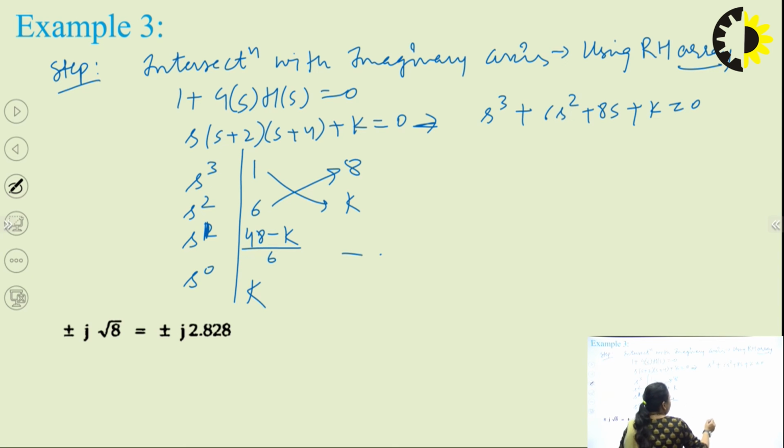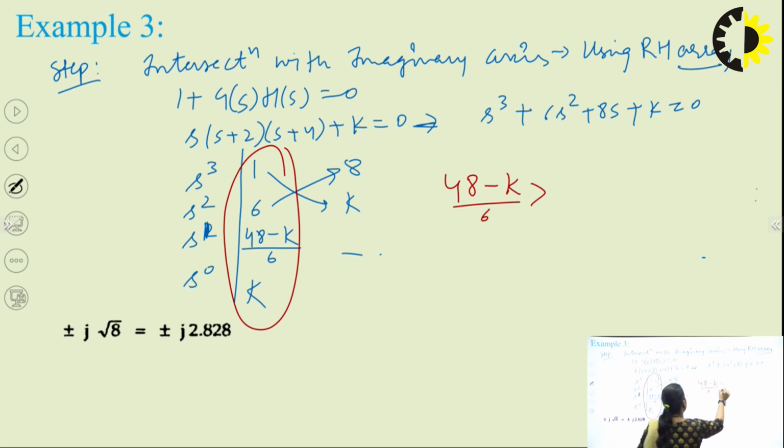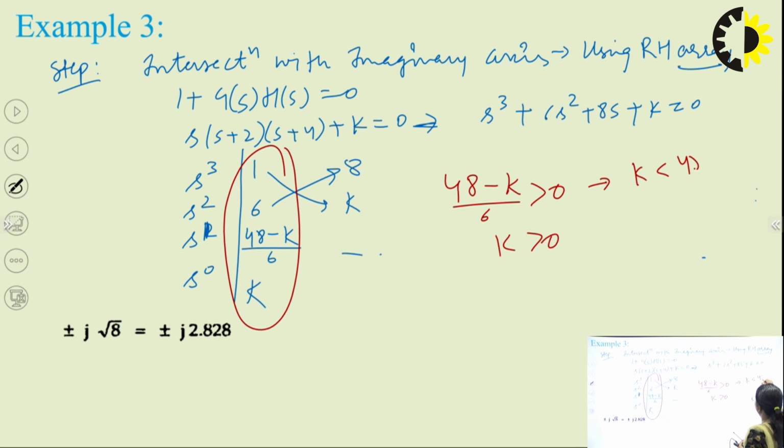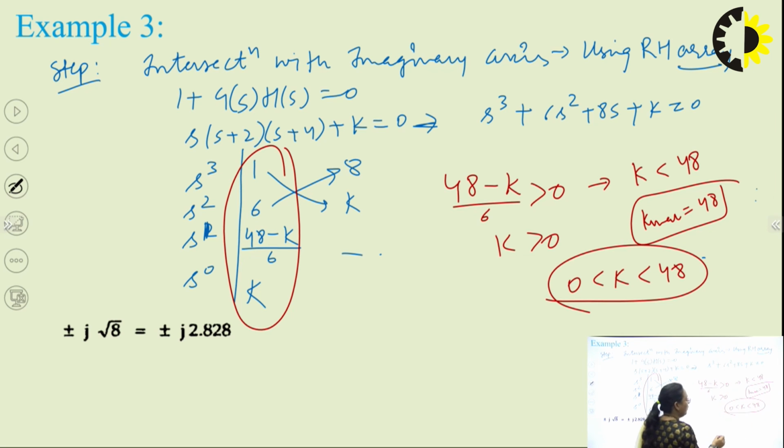So we'll look at the first column only. In the first column all elements must be positive. That means 48 minus k upon 6 must be greater than 0 and k must be greater than 0. So this shows that k must be less than 48. That means k marginal will be equal to 48, and the range of k from here is 0 to 48. Now k marginal is 48.